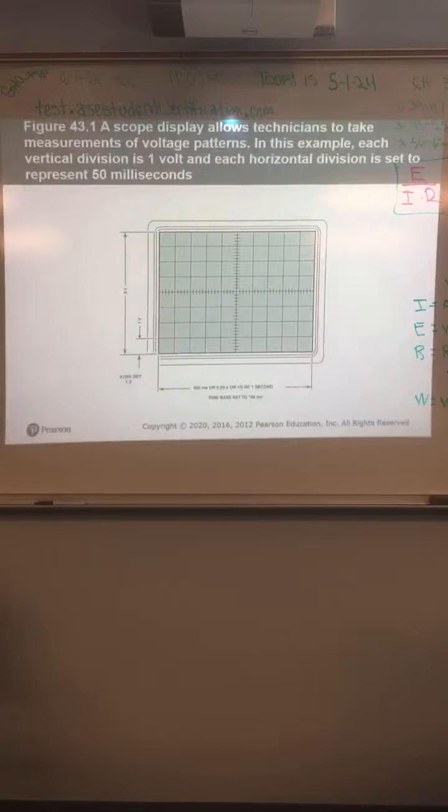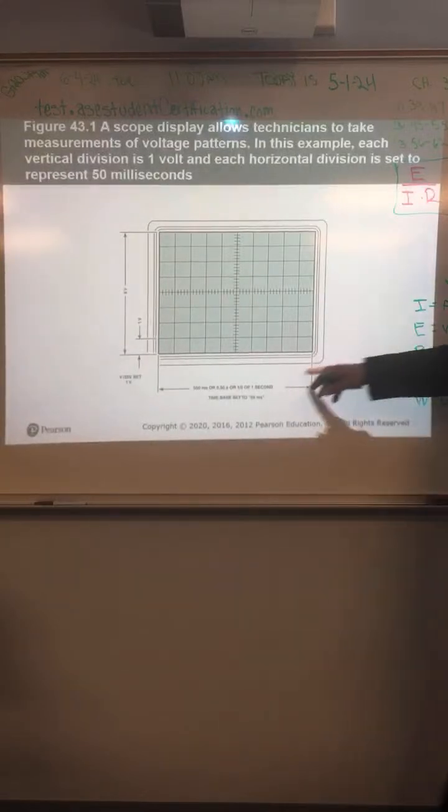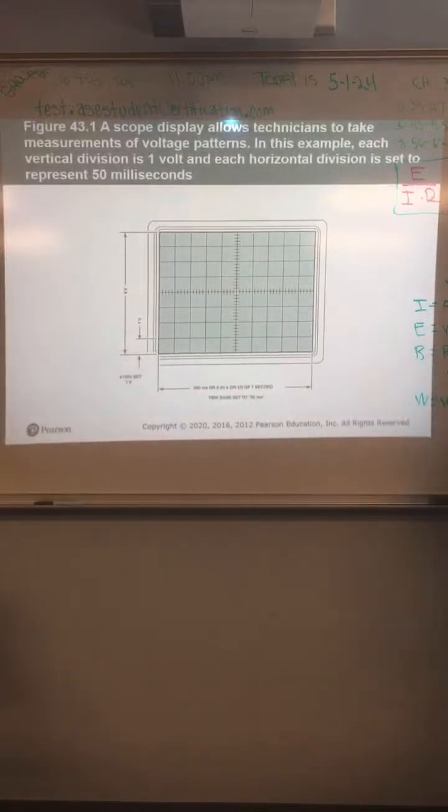Each vertical division is 1 volt, has a horizontal division set to represent 50 milliseconds. Now you can change these to whatever you happen to be doing or whatever voltage you're looking at and whatever you want it to do.